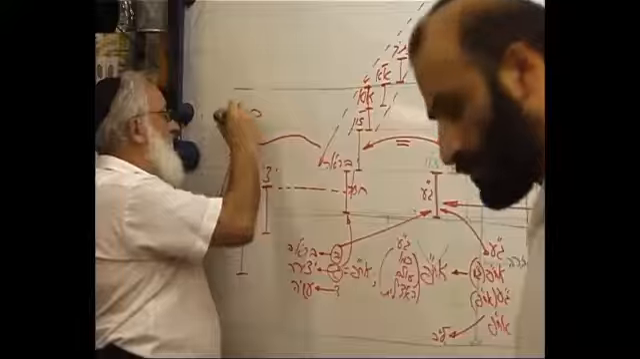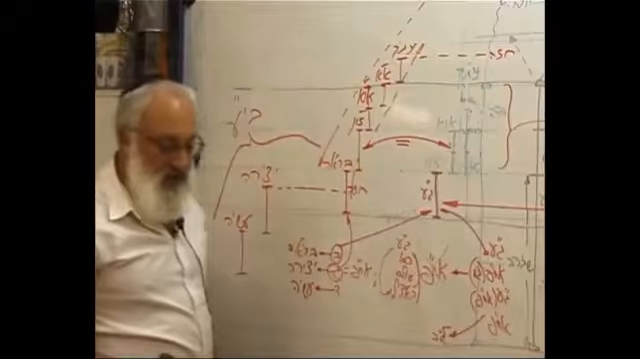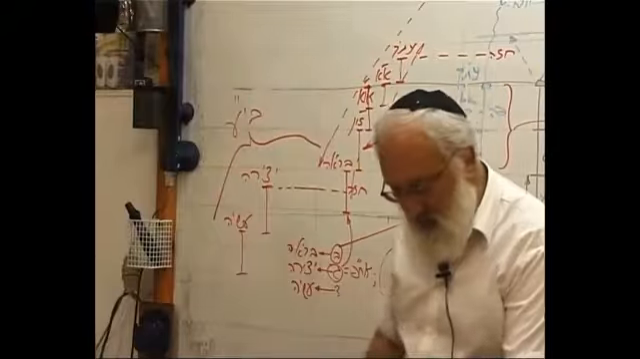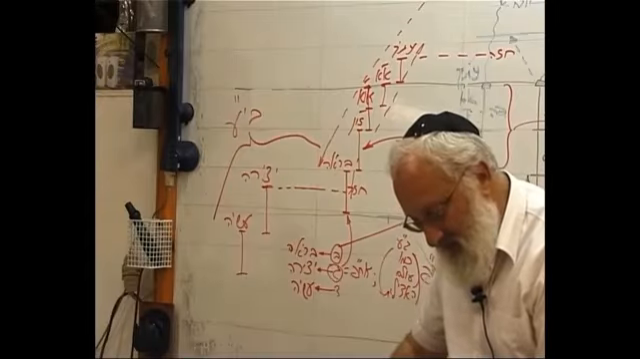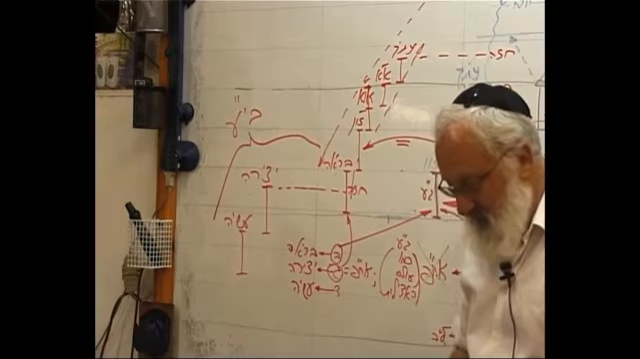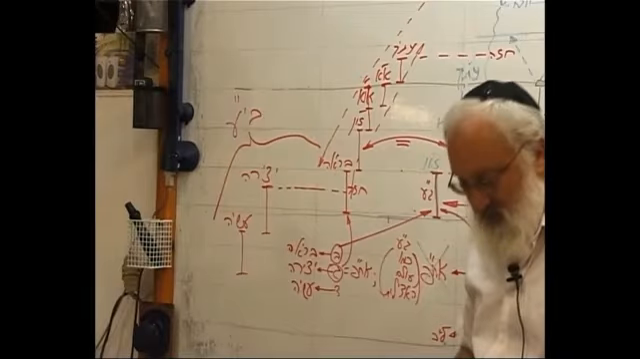This way, 3 worlds were born in us, the worlds of Bria, Yetzira, and Asiya.